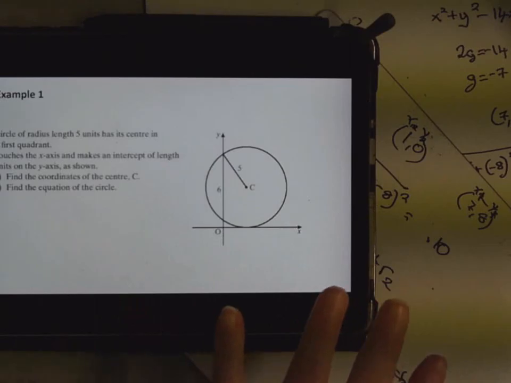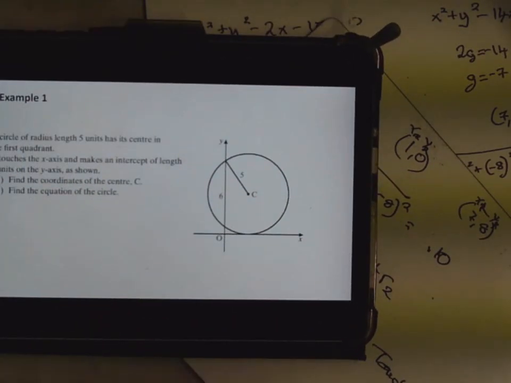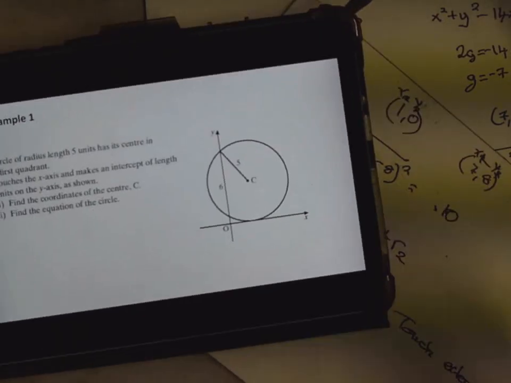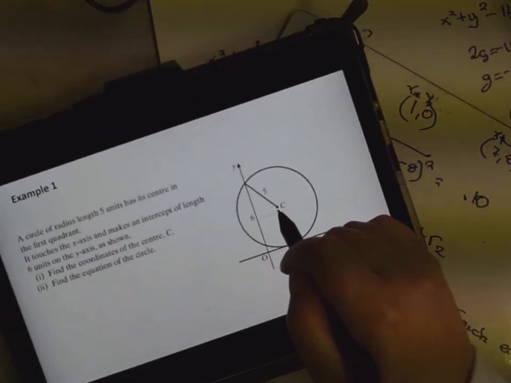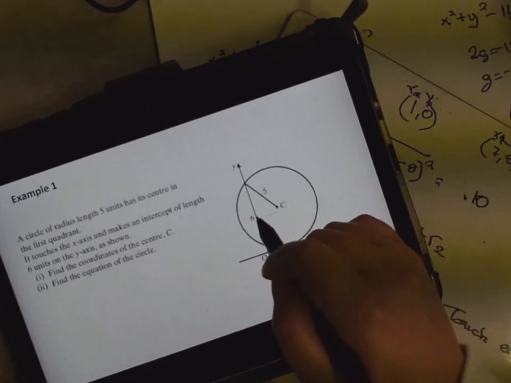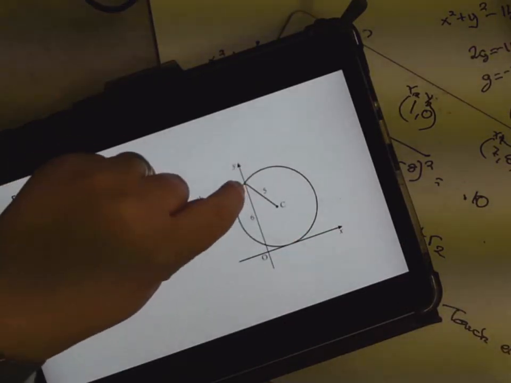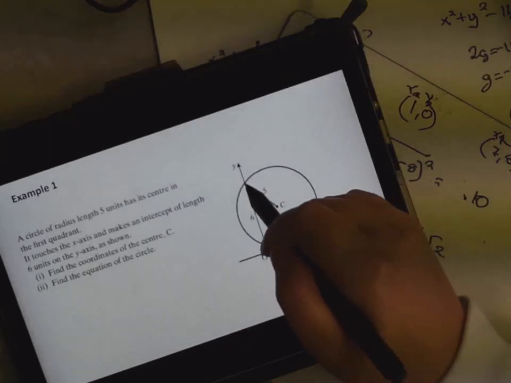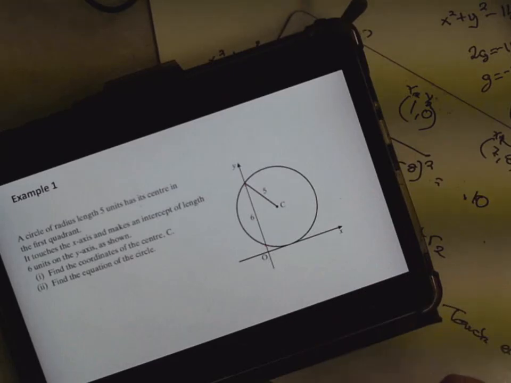Okay, are we good? Nearly? Right, okay. So before I start, I'm going to draw a perpendicular to this chord. See the way the y-axis is a chord? Yes, the y-axis is a chord on that circle, because it hits the circle at 2 points. It's a straight line that hits the circle at 2 points and it doesn't go through the centre. That makes it a chord. So the y-axis is a chord.